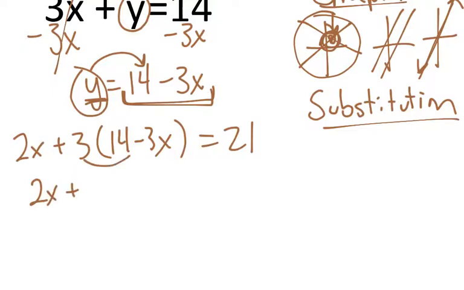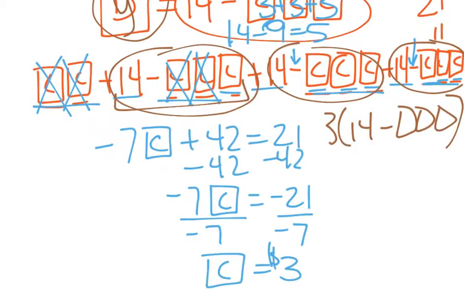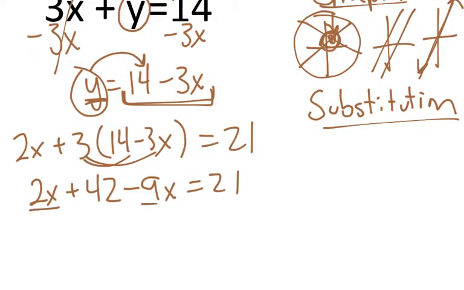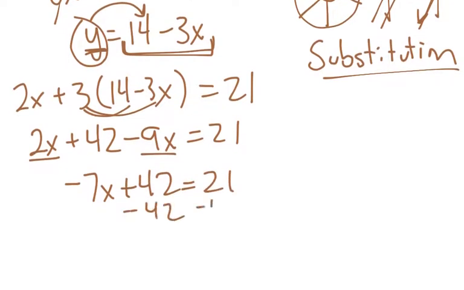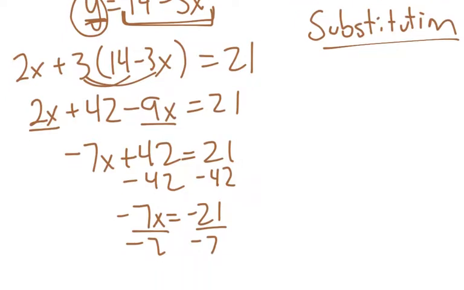2x plus 3 times 14 is 42. 3 times negative 3x is negative 9x equals 21. See those same numbers? 2x, 1, 2, 3 sets of 3, negative 9x. 3 sets of 14, 42. 2x and negative 9x combine to make negative 7x plus 42 equals 21. Subtract 42 because now we're solving for x. Equals negative 21 divided by negative 7. And we had x equaled positive 3.